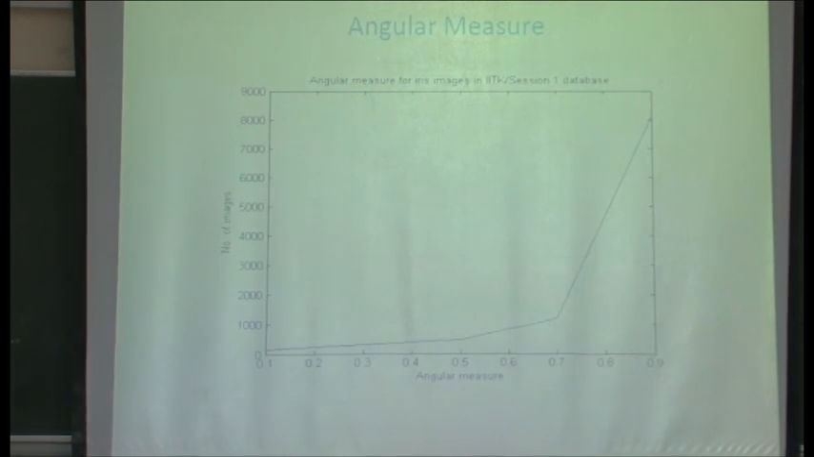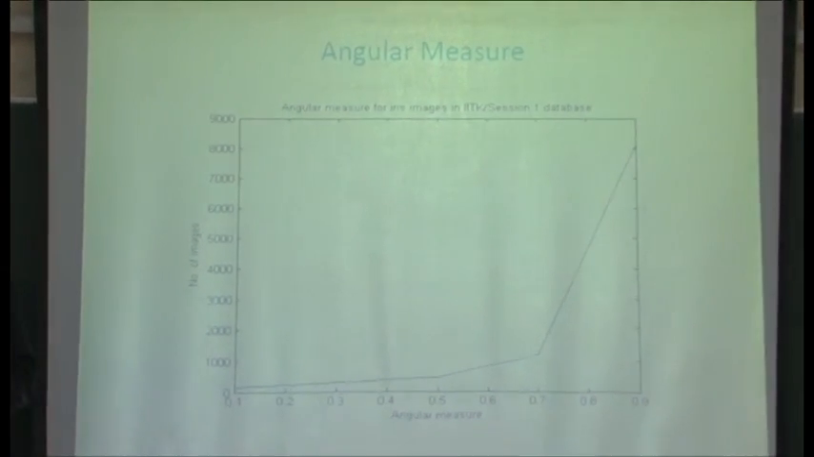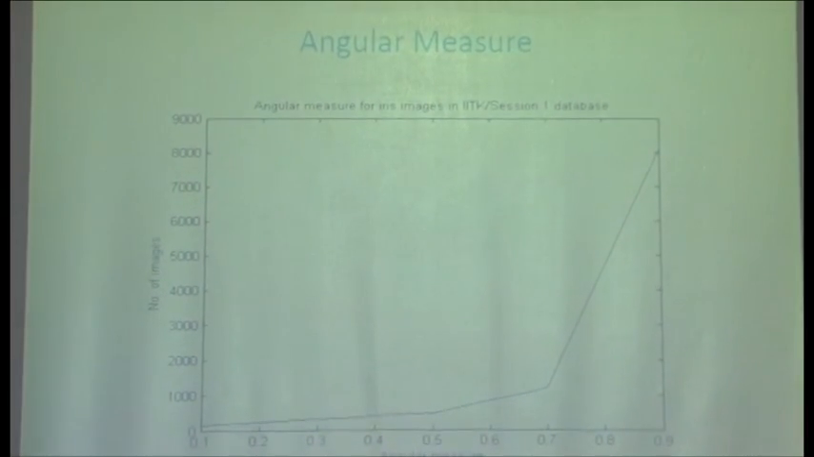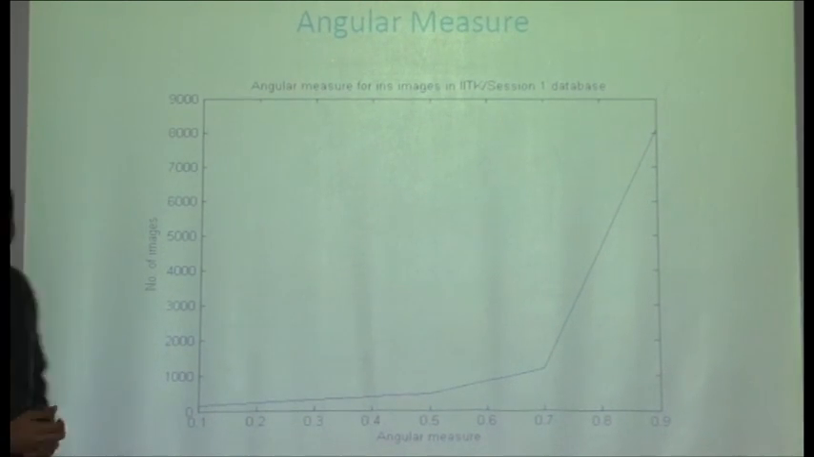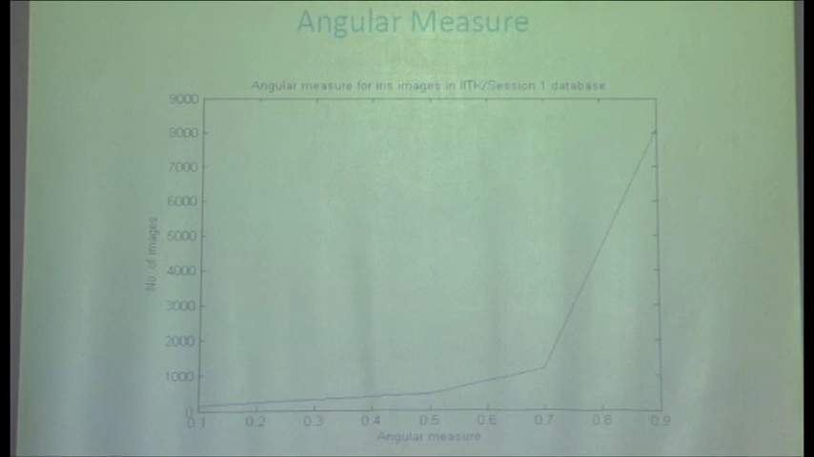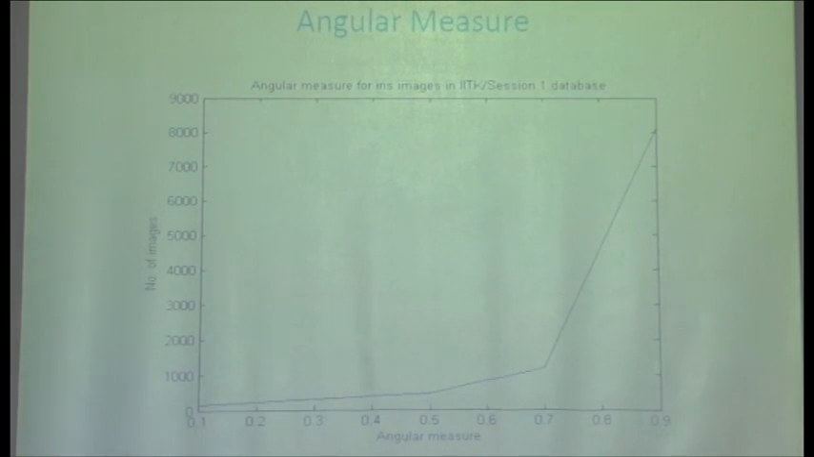This is the angular measure part. Yes, sir. Most of them are having 0.7, about 1,000. And then it is 0.9. Most of them are having 0.9. Yes, sir. 7,000, 8,000 images are having 0.9 angular measure. What does it mean? They are poor or good? More angular measure.